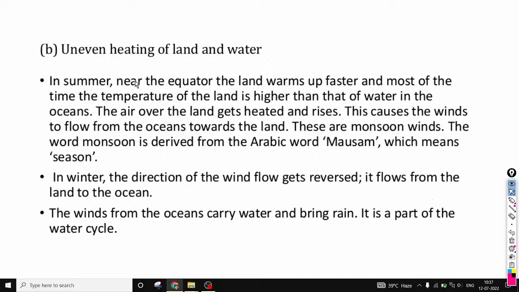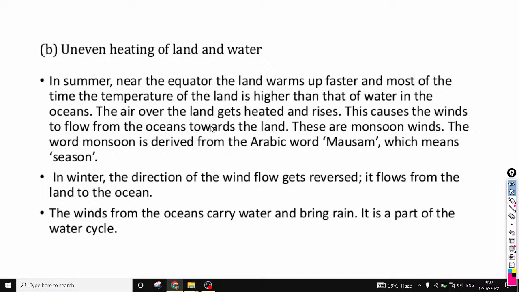So here you can say in summer, near the equator, the land warms up faster, and most of the time the temperature of the land is higher than that of the ocean. As you know, in May and June in this area, the land gets too much higher temperature, and the air is too much warmer.